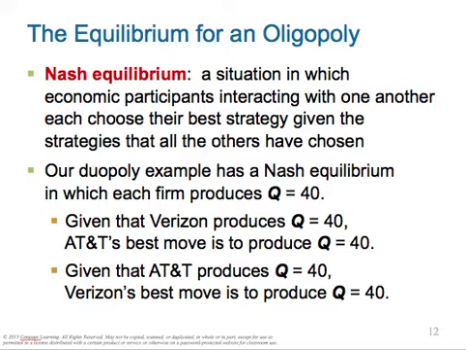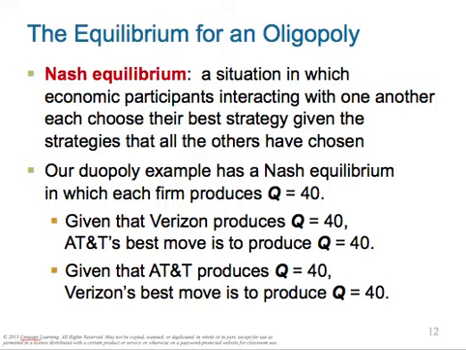Now let's talk about the equilibrium for an oligopoly. What's the best possible outcome? Where are they going to end up? It's something called a Nash equilibrium. It's named after John Nash, the brilliant mathematician who spilled over into economics. If you're a fan of the movie A Beautiful Mind with Russell Crowe, that was based on the life of John Nash, who unfortunately passed away recently in a car accident. He's a Nobel laureate. He got the Nobel Prize for this particular bit of work called the Nash equilibrium.